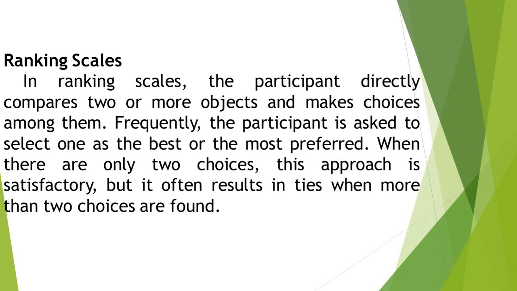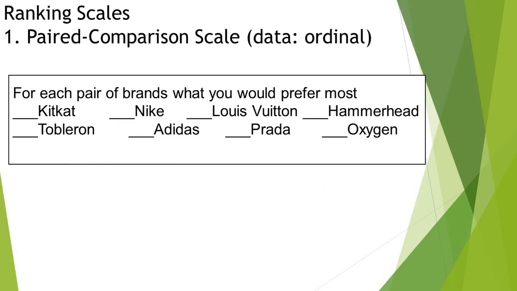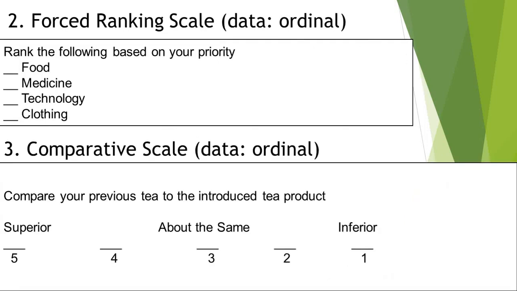Now the ranking scale. In ranking scales, the participants directly compare two or more objects and make choices among them. Frequently, the participant is asked to select one as the best or the most preferred. When there are only two choices, this approach is satisfactory, but it often results in ties when more than two choices are found. Example, paired comparison scale, ordinal. So you will rank your preferred and not preferred brands. For each pair of brands, what would you prefer most? So that is the ranking paired comparison. For KitKat, Toblerone, Nike, Adidas, Louis Vuitton, Prada, Hammerhead, Oxygen.